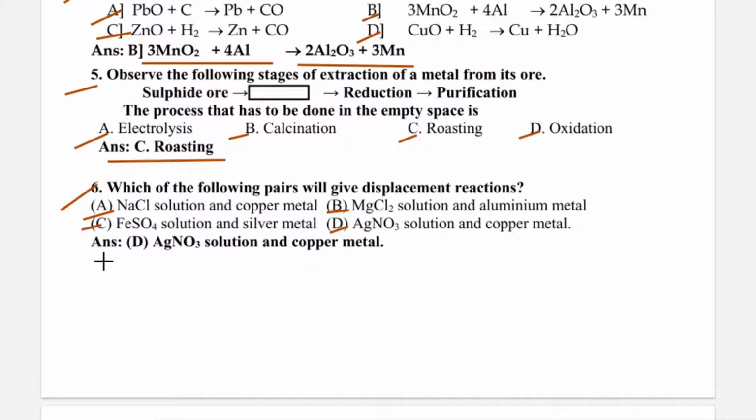Here we can see the answer. Option D will be the correct one, that is AgNO3 solution and the copper metal.